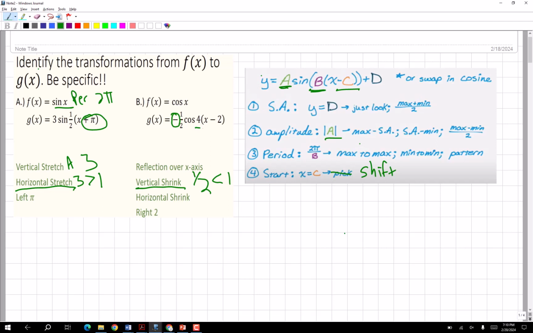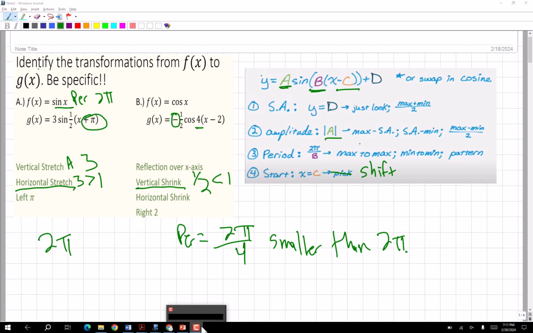Horizontal shrink. So let's take a look at that. We've got our period right here. If I've got a 4 right here, my base period is 2 pi, so my period is going to be 2 pi over 4. So 2 pi over 4 is smaller than 2 pi. Make sure I'm actually recording this. Good. Okay? So that's why it's smaller.